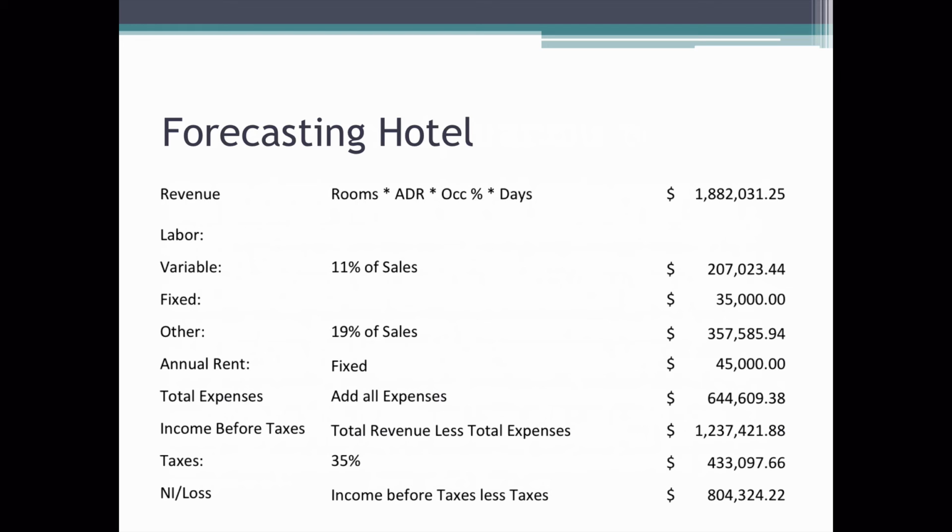So we multiply that $1,237,421.88 by 0.35, and we get $433,097.66. And then we subtract that out, and we get our net income of $804,324.22.